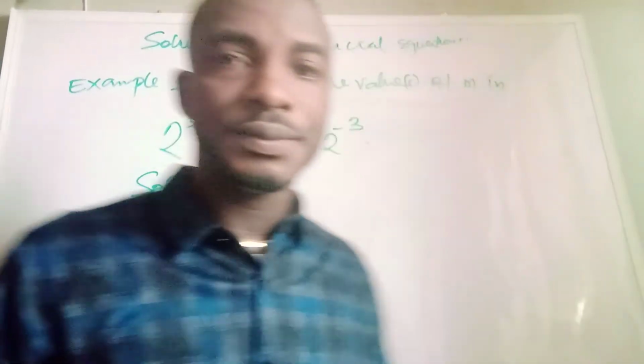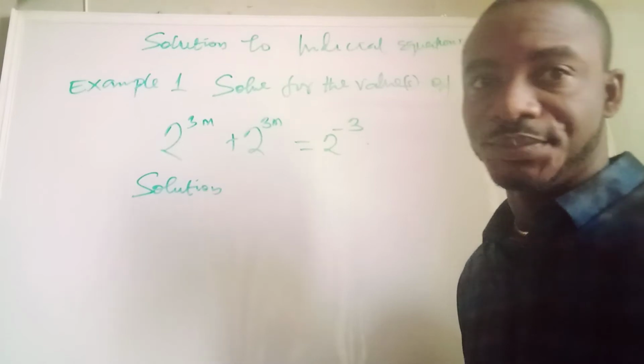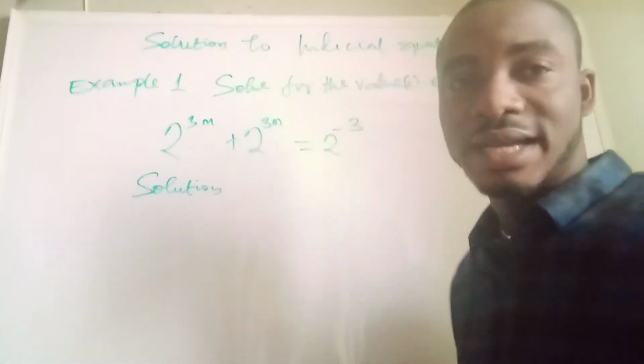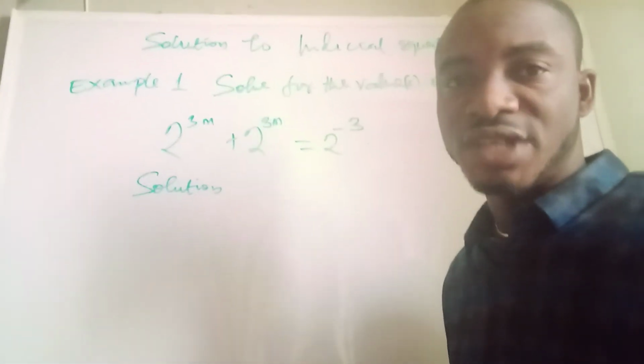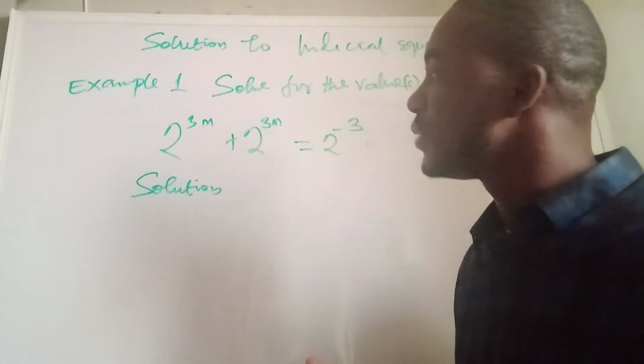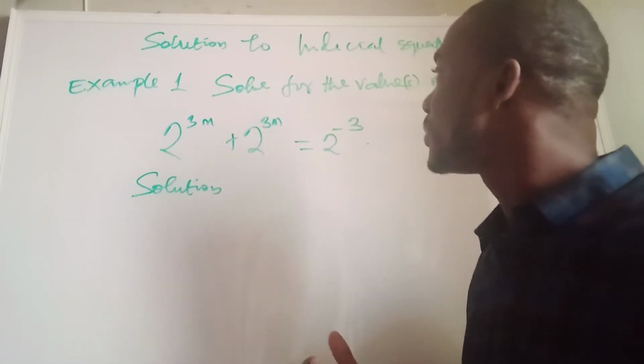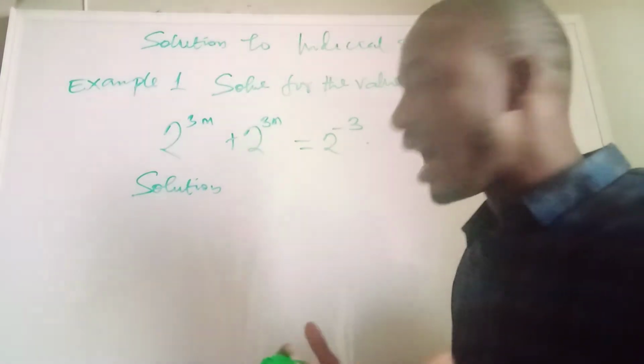Good day, everyone. I want us to look at this kind of question. It's called an indicial equation or exponential equation. We have a question on the board which says 2 raised to power 3m plus 2 raised to power 3m is equal to 2 raised to power minus 3. How do we handle this?